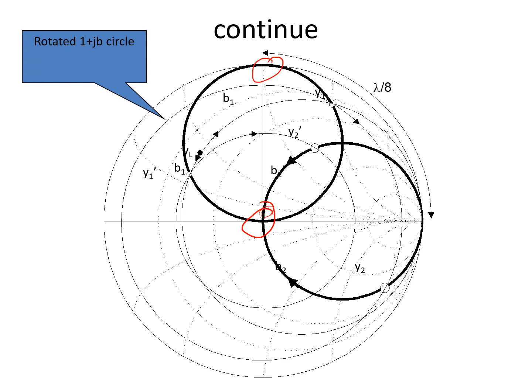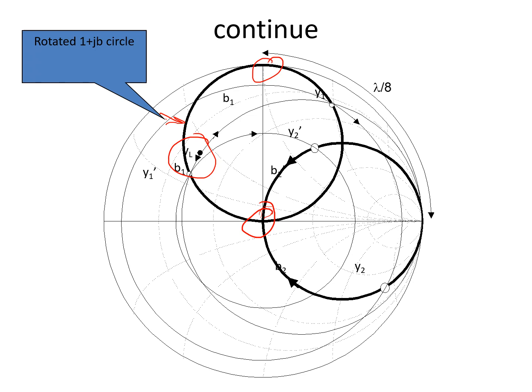So at 90 degrees from the center, we need to draw the vertical line. On this vertical line, we need to draw a circle with the same radius as the r equal to 1 circle. This circle is called the rotated 1 plus jB circle. It is rotated by a distance of lambda by 8. Now if you observe this circle, your YL point, that is the load admittance point, is falling inside this circle.